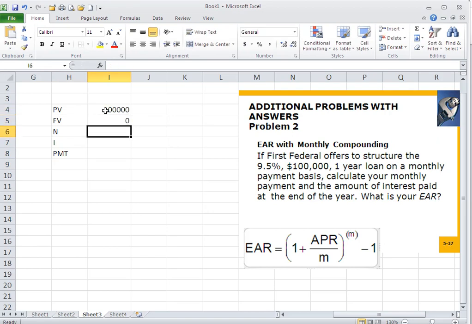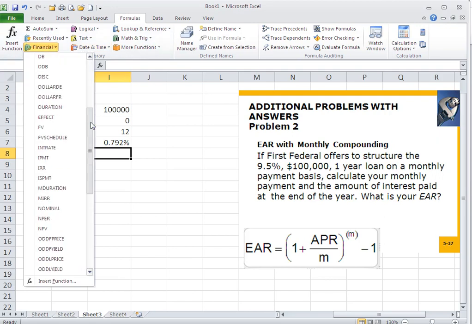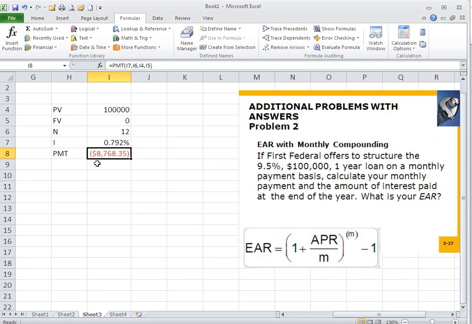Future value will be 0. Number of payments here will be 12 because we're going to be doing this monthly. The interest rate was 9.5%. Excuse me, I've got to put the equals in there. Divided by 12 because we're going to be paying that annual rate monthly. And then we can calculate the payment. So we will go formulas, financial, payment again, fill in what we know. Hit enter.